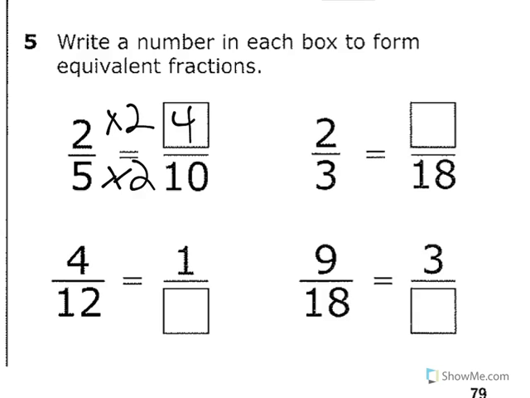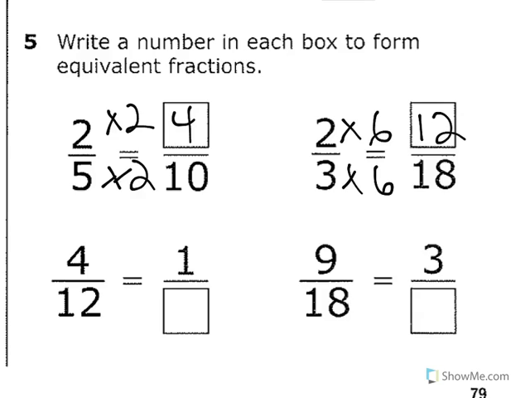Okay, on the next problem, I have 2/3 and I have 18 as a denominator. To make 3 into 18, I have to multiply it by 6. 3 times 6 is 18, so I need to do the same thing at the top, multiply it by 6. 2 times 6 is 12. So 2/3 and 12/18 are equivalent fractions.